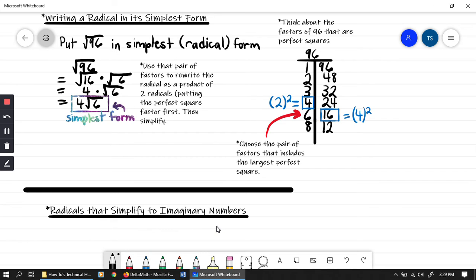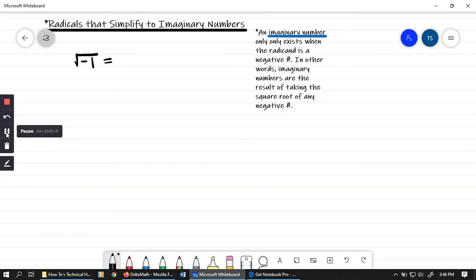In other words, if your radicand, what's a radicand? The part that's up under the square root. If your radicand is a negative number, if you are taking the square root of a negative number, that is the only time that you're going to get an imaginary number. So again, you will only get an imaginary number when you take the square root of any negative number.